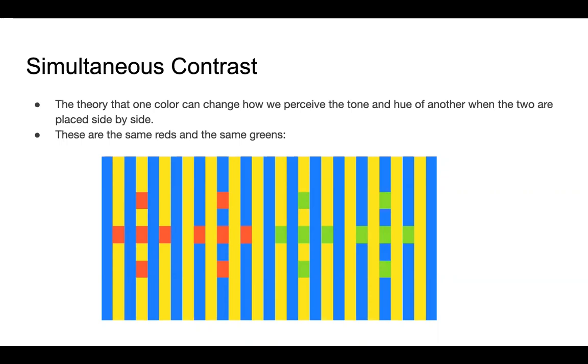So here's our first example of this at play. And you can see that we've got blue stripes and yellow stripes. And this red is actually the same exact red as this one. This green is the same exact green as this one. But due to the background that they're placed on, the fact that this is on a yellow background and the fact that this is on a blue background, they look like different colors entirely, right?